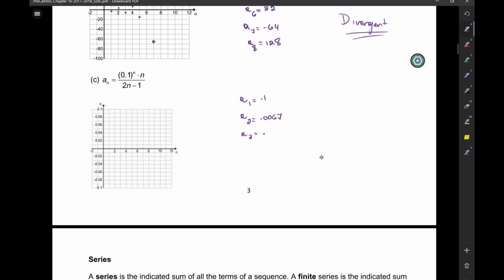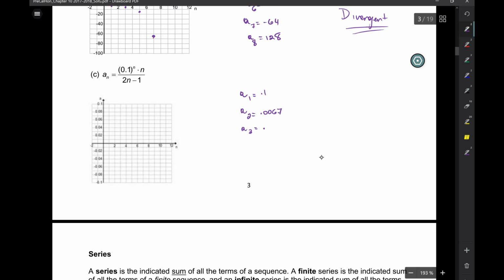All right. Here, a sub 3 is 0.4 zeros and 6. And a4 is 0.4 zeros 57. Right? So we could graph this. Like this is 0.1.